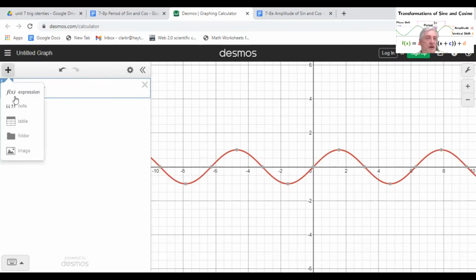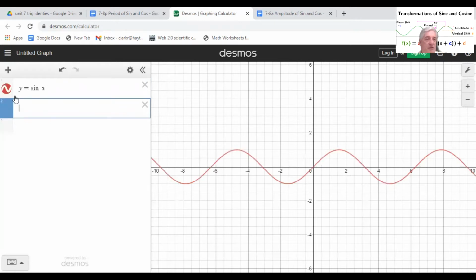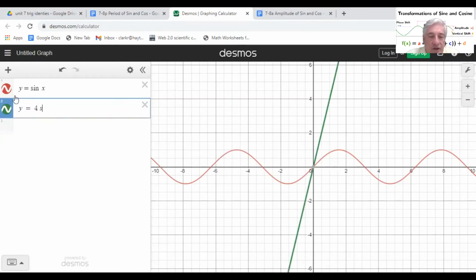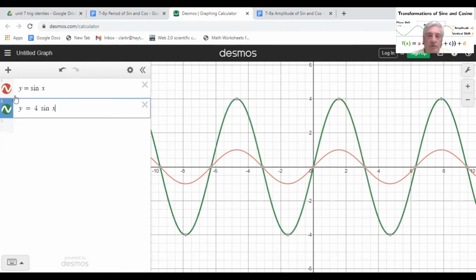So let's just pick a number between 1 and 5. Okay, he picked 4. Y equals 4 sine x. What did I do? I made everywhere there's a -1 is now -4. Everywhere there's a 1 is a 4.